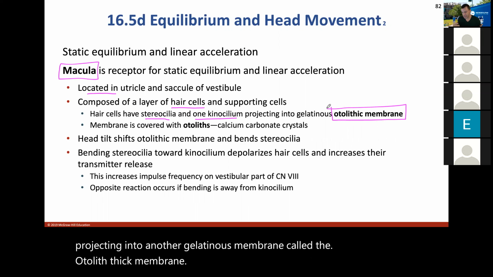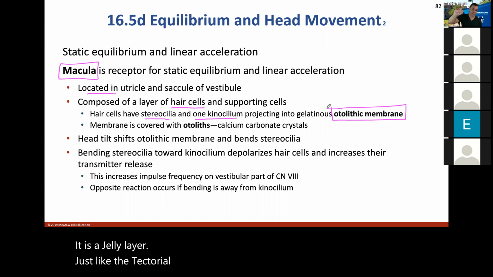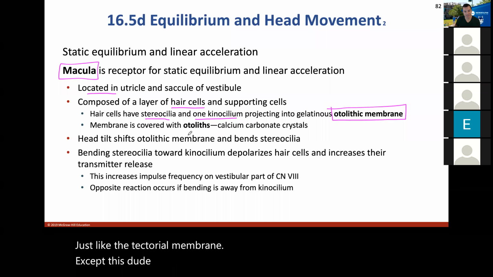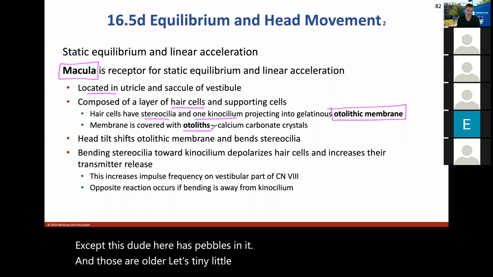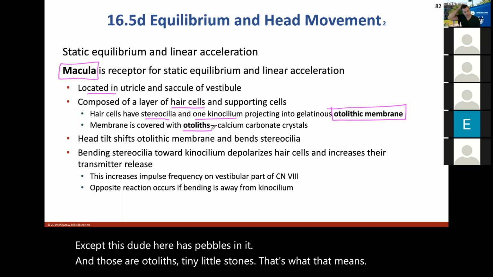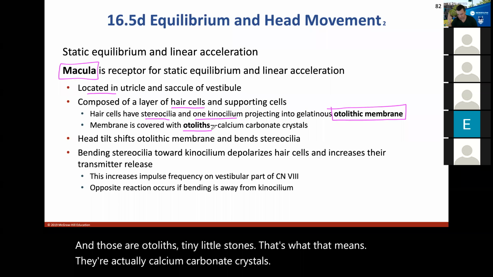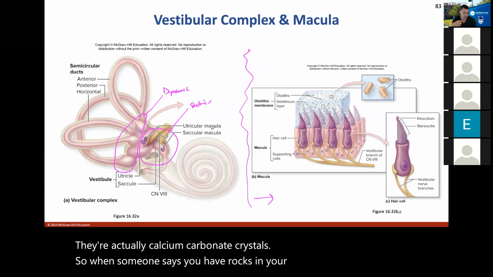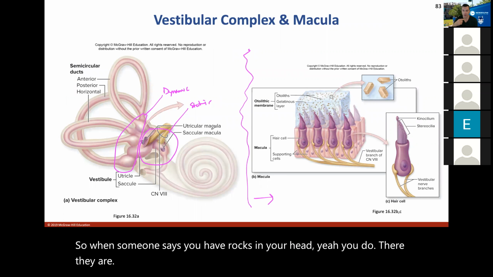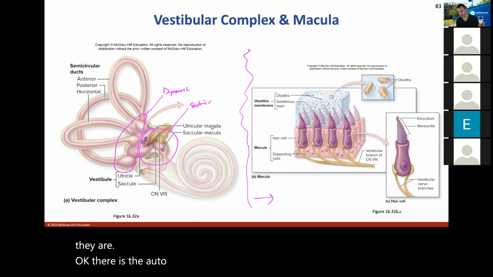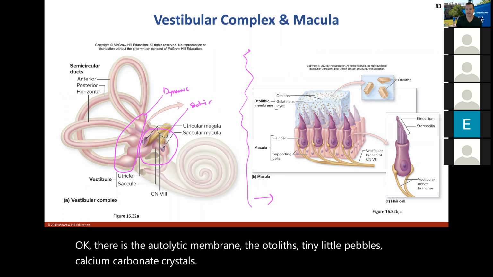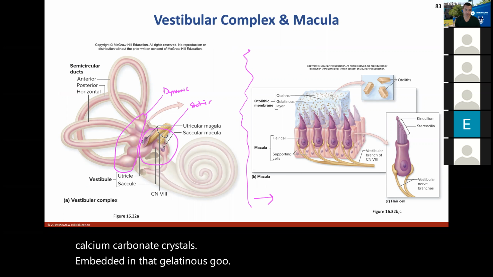It is a jelly-like layer, just like the tectoral membrane, except this dude here has pebbles in it. And those are otoliths, okay? Tiny little stones, okay? That's what that means. They're actually calcium carbonate crystals. So when someone says you have rocks in your head, yeah, you do. There they are, okay? There is the otolithic membrane. The otoliths, tiny little pebbles, calcium carbonate crystals, embedded in that gelatinous goo.